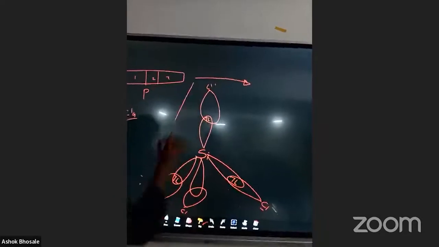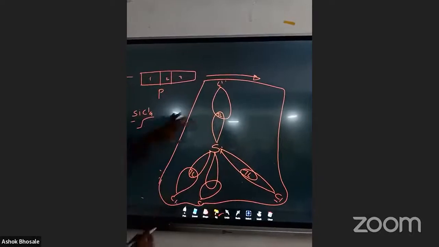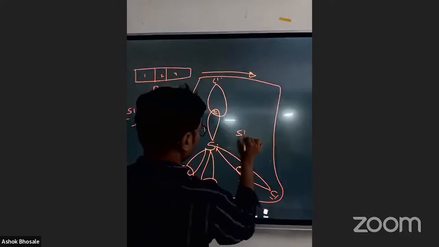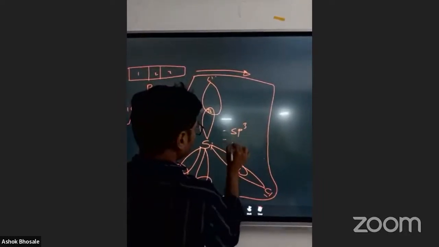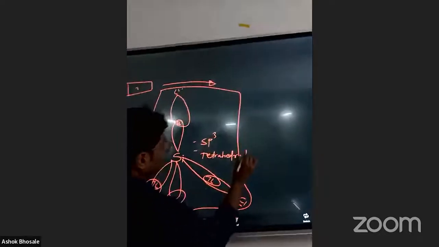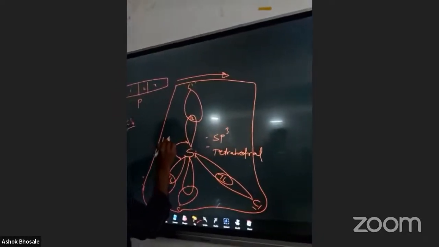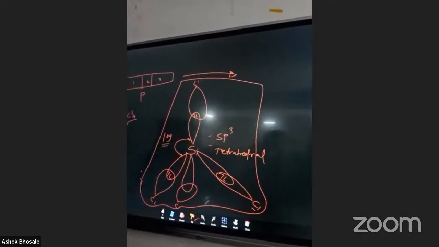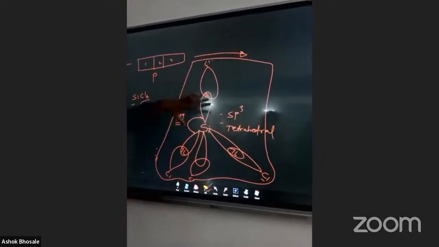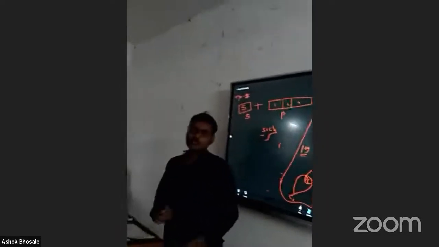This is the final orientation of the tetrahedral molecule. Here is the bond between them. This is the sp3 hybridization and tetrahedral geometry. The bond angle between these orbitals is 109 degrees. This is the silicon tetrachloride orbital orientation. So, thank you.